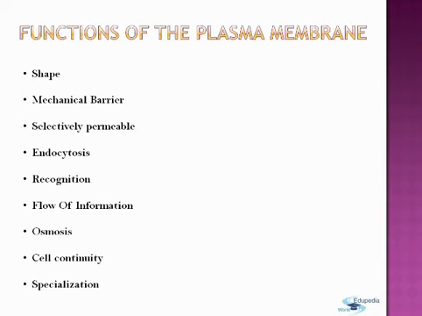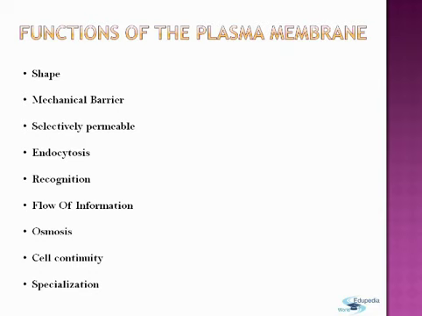It acts like a mechanical barrier between the two cells. It is selectively permeable. Now what is selectively permeable? It allows only selected materials to pass through the membrane. It helps in endocytosis. This word endocytosis is made up of two words. Endo means inside. Cyto is derived from the cell. So whatever things are coming inside the cell are seen by the plasma membrane or are controlled by the plasma membrane.